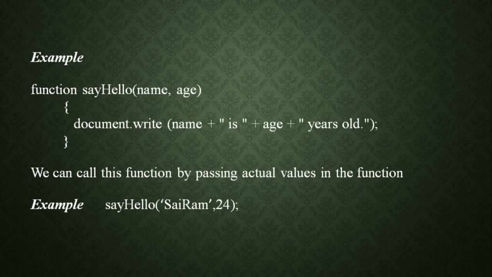Function is a keyword, sayHello is the function name, and the list of parameters are name and age. And the code that is to be executed, I am writing document.write(name). I am printing name and age. The output of this will be produced by passing actual values to the function. Here, name is Sairam and age is 24. These are the actual values that are passed at the function call.